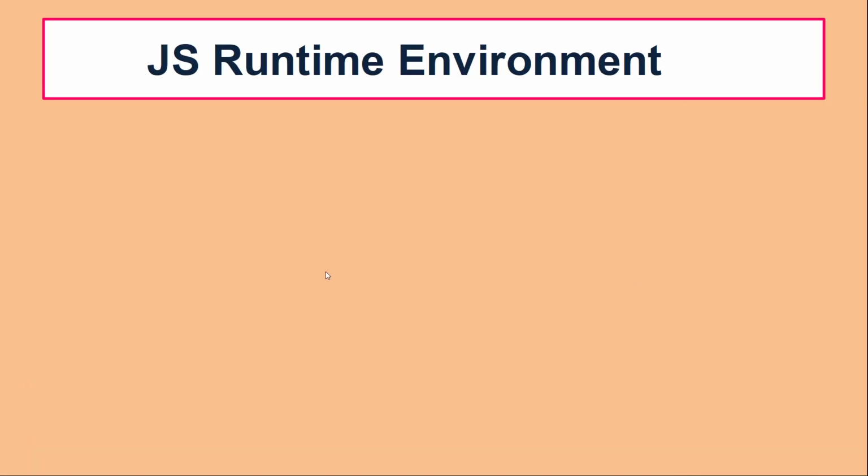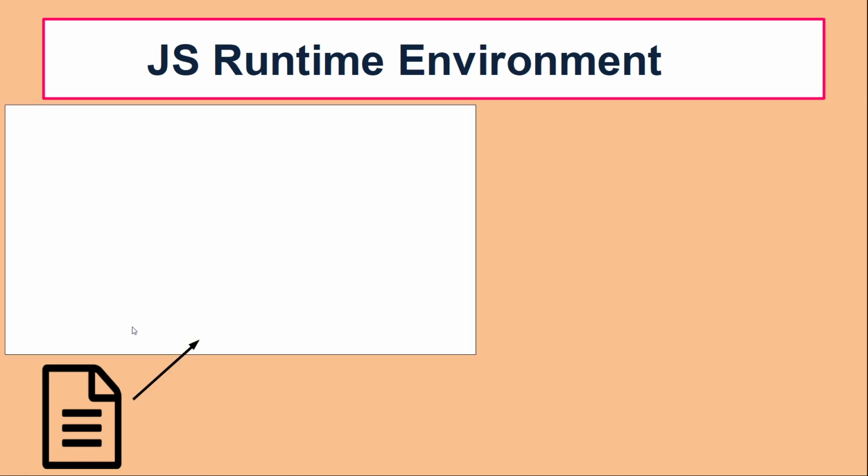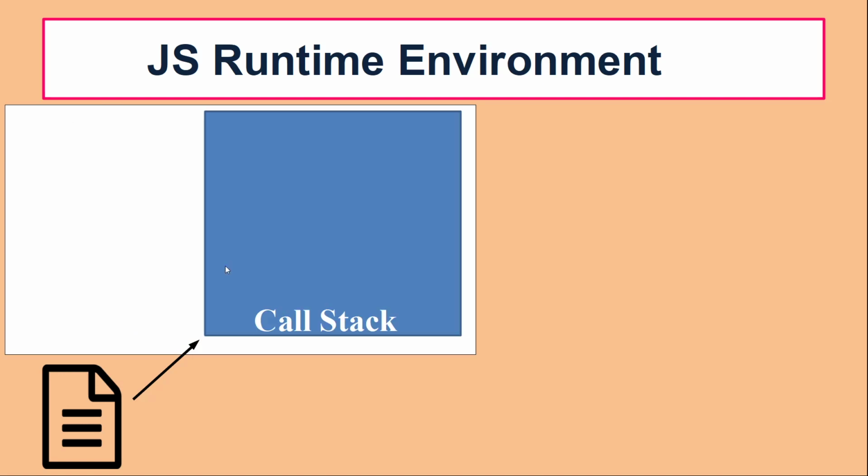Okay, so what happens in the JavaScript runtime environment when it enters a browser is that the browser looks at the code and tries to convert it into machine code. It translates that language line by line. So this is the JavaScript engine, and inside the JavaScript engine there's something called the call stack. Now this is what we're going to be working with today.